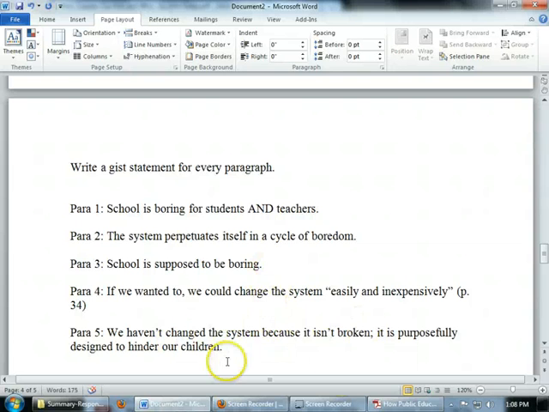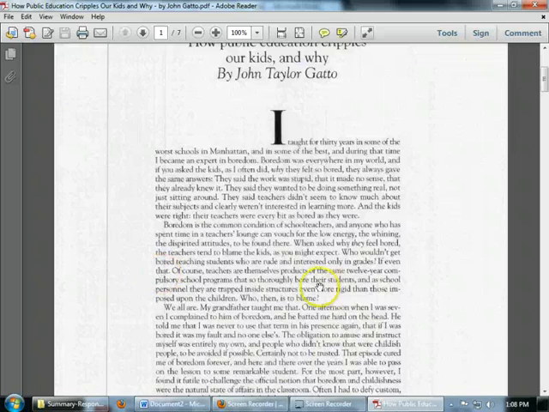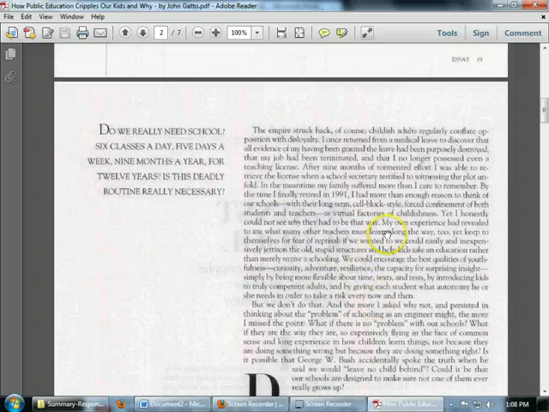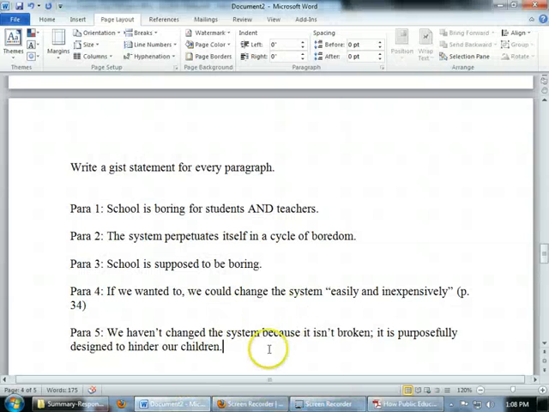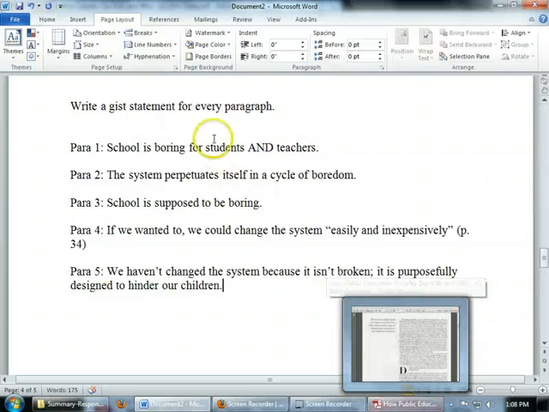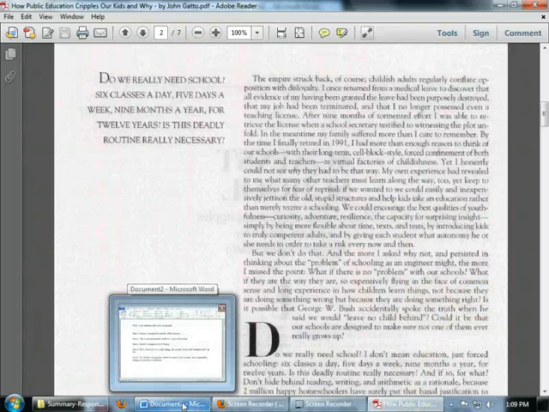Okay, so here we have gist statements for the first 5 paragraphs of Gatto's article, which are basically his introduction. He sets all the background, shows you what the problem is, and then gets into his thesis statement down here. The next step, when you're writing a summary, is to try to start to combine some of these gist statements. So ideally you would go through the entire article and write a gist statement for the rest of it. I've helped you through 5 of them, but you've got to do the rest on your own. Once you've got them all done, then you can start looking at them and trying to chunk them together.